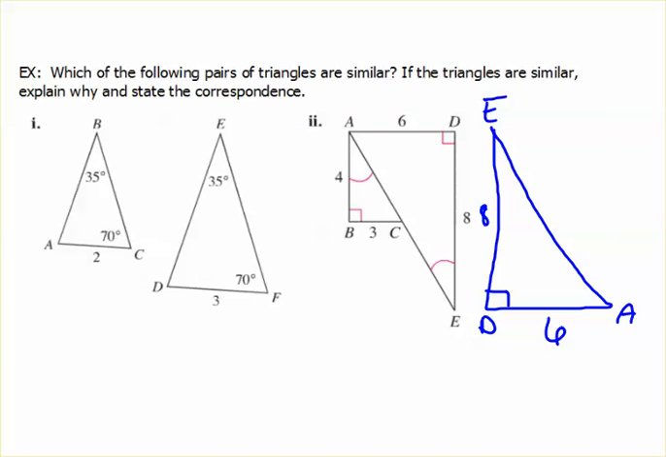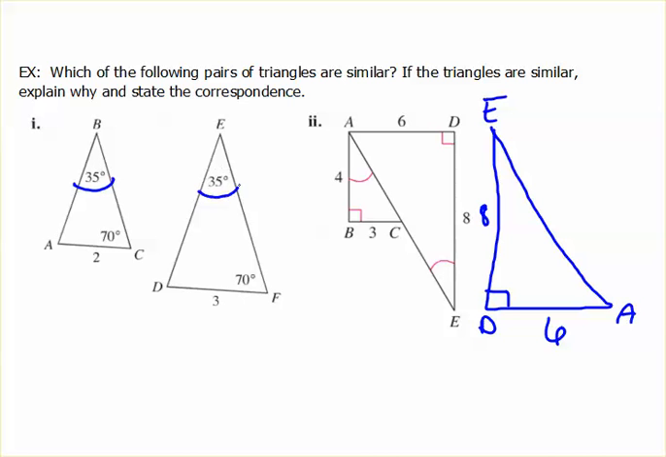All right, let's jump in and see exactly how this works and what all we're going to be doing with it. So here this says, which of the following pairs of triangles are similar? If the triangles are similar, explain why and state the correspondence. And I'll tell you that all of these triangles that we're going to be working with are similar. So we're going to figure out the pattern, and then we're also going to figure out our scale factor or our common ratio.